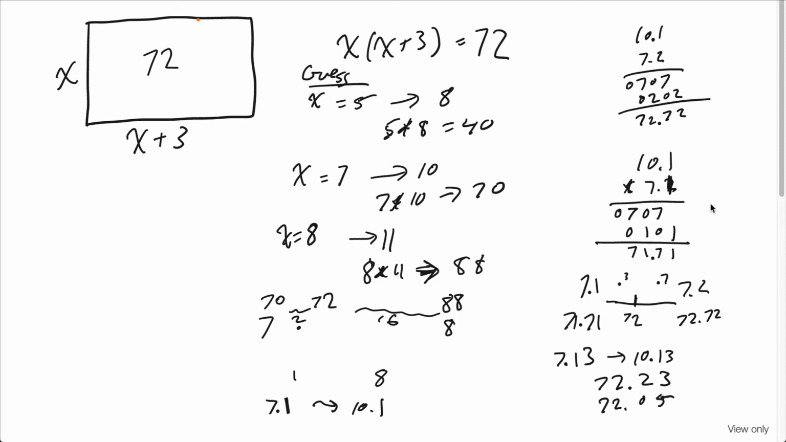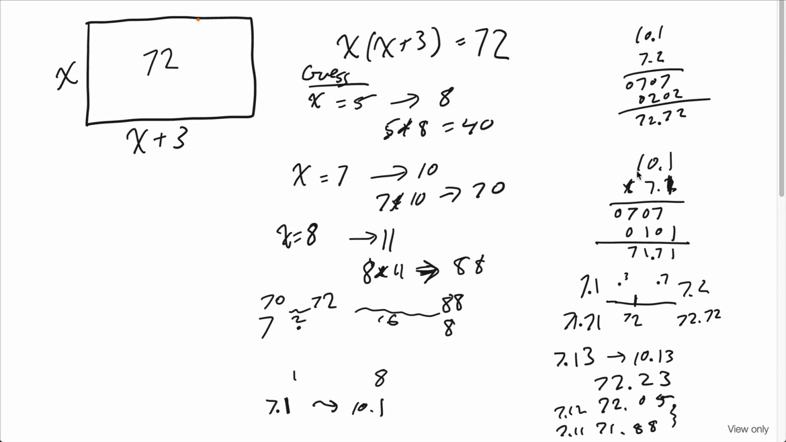72.05. So 7.11 times 10.11. Okay, so it's again going to be somewhere between these two, which was the 7.12 and 7.11. Looks like it would be close to 7.12 and so forth.